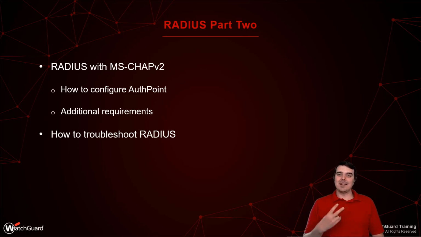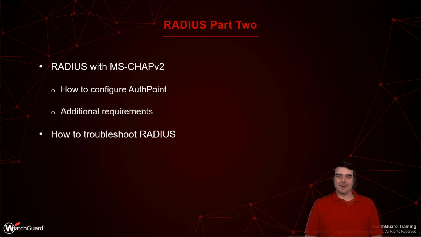This is the second of two videos on how to integrate AuthPoint with Radius. In this video, we will discuss how to integrate with Radius when using the MS-CHAP v2 protocol in order to fully protect the IKE v2 and L2TP VPNs with MFA. We will also discuss how to troubleshoot Radius problems when they happen at the end of the video.